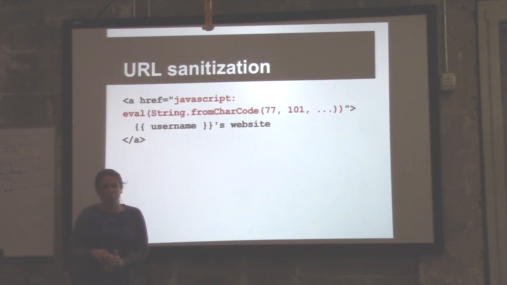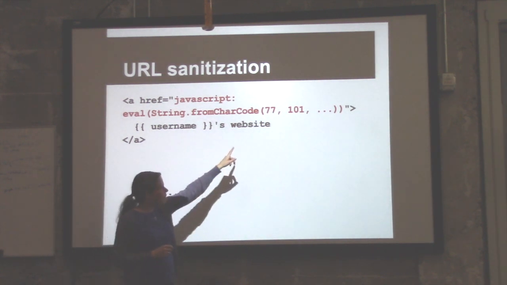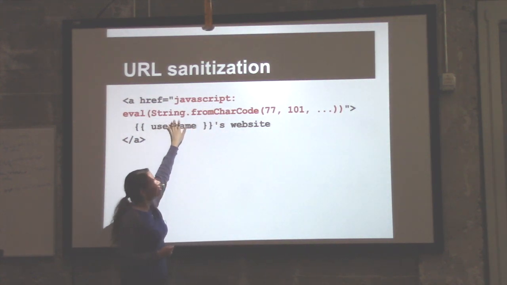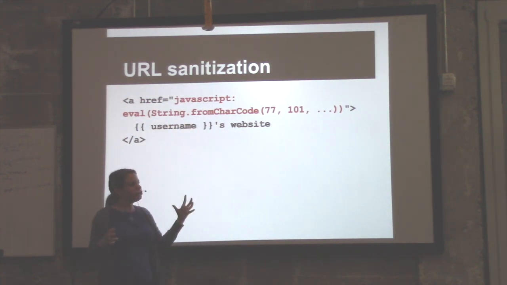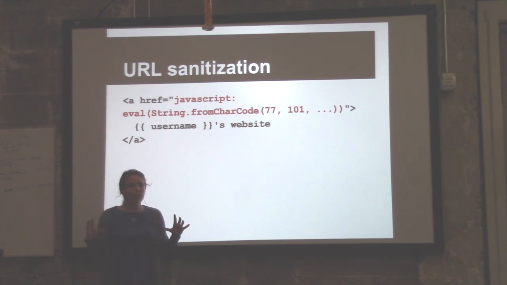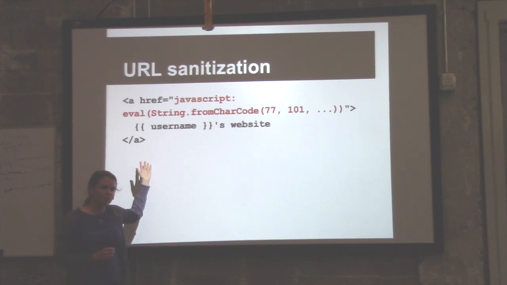Turns out JavaScript has this awesome feature which lets you construct strings and turn strings into code. So these are the ASCII character codes for some malicious JavaScript. You pass them into this function which produces a string, and then you eval it. So the lesson here is that having untrusted user input inside URLs in your templates is extremely dangerous because it allows the attacker to execute any arbitrary JavaScript he wants in the user's browser as soon as they click on that link.